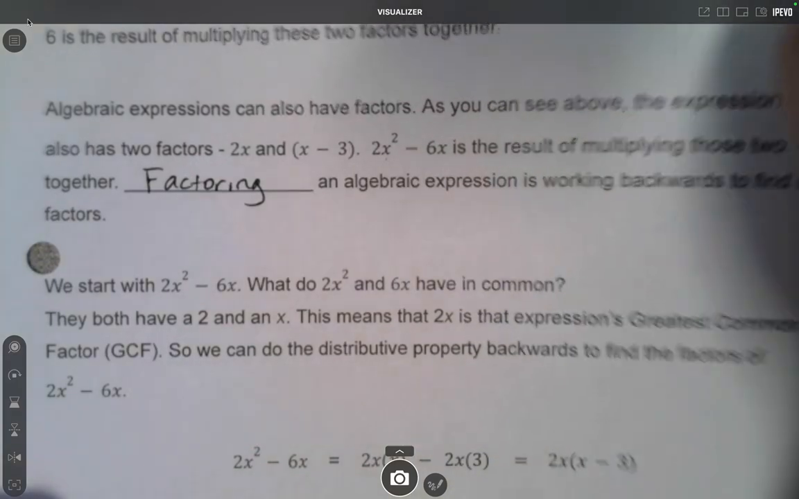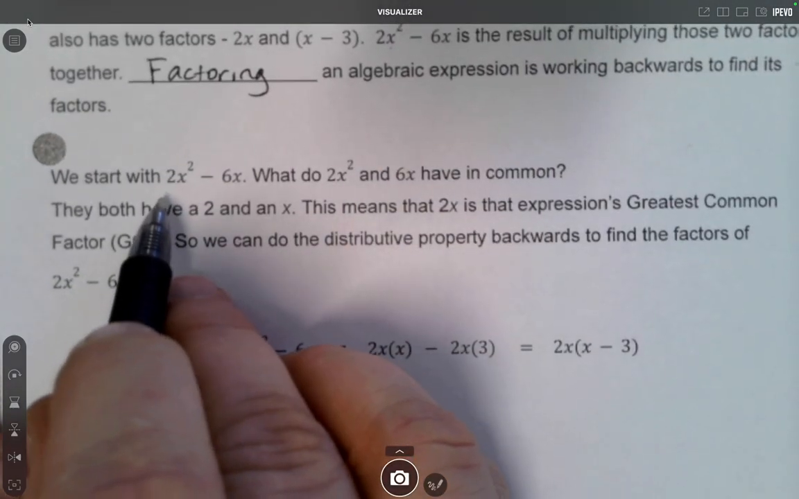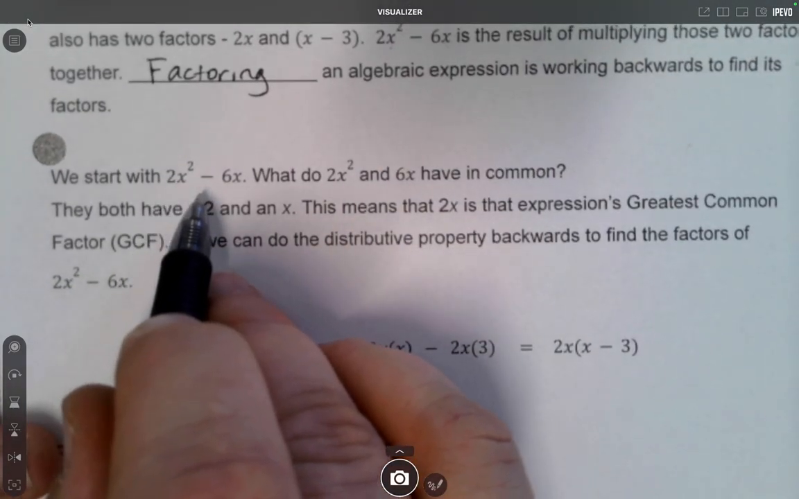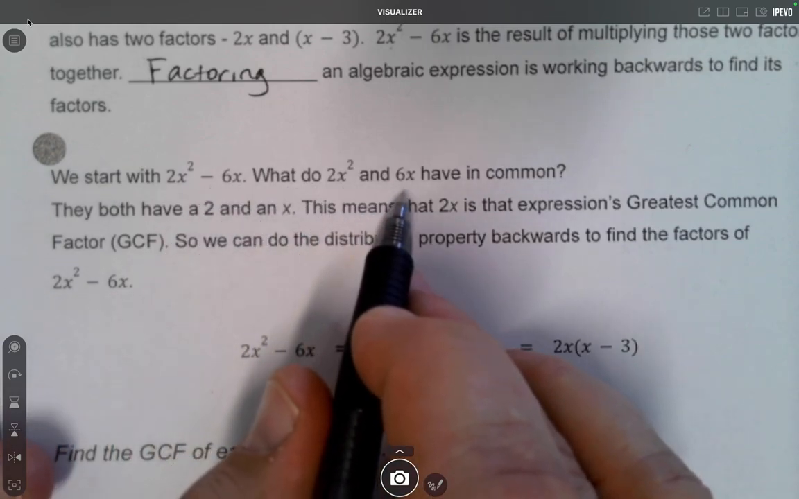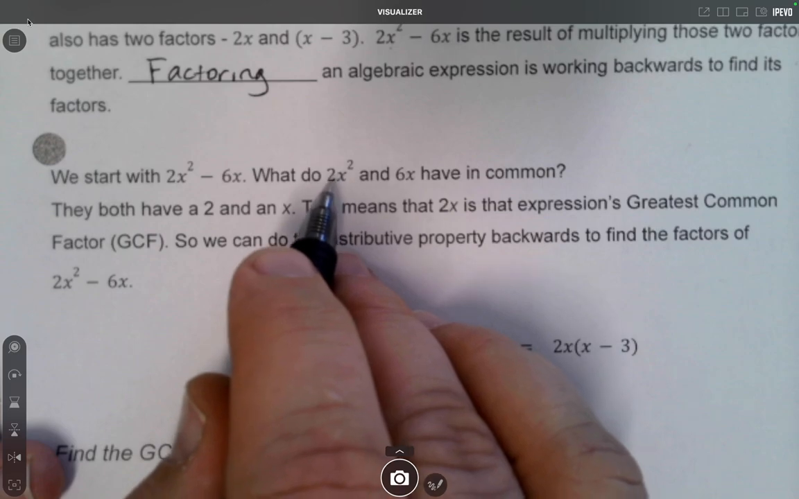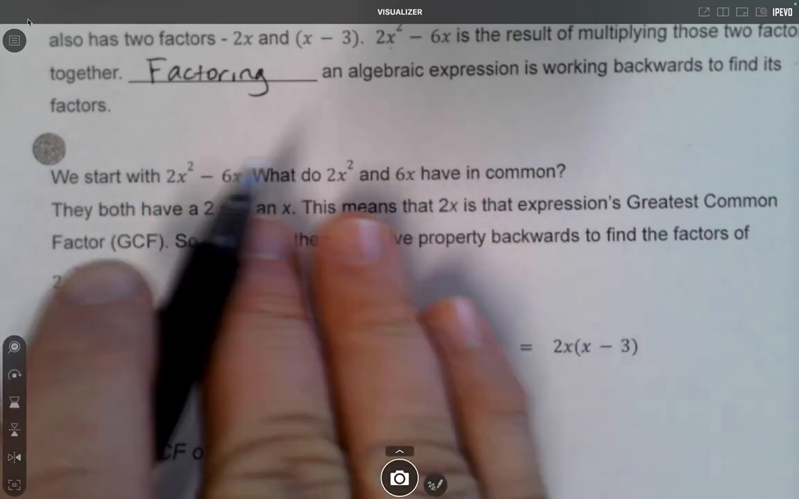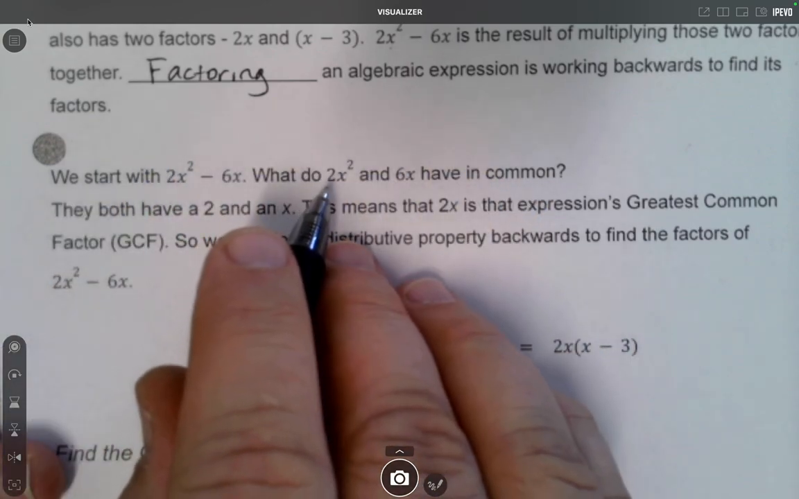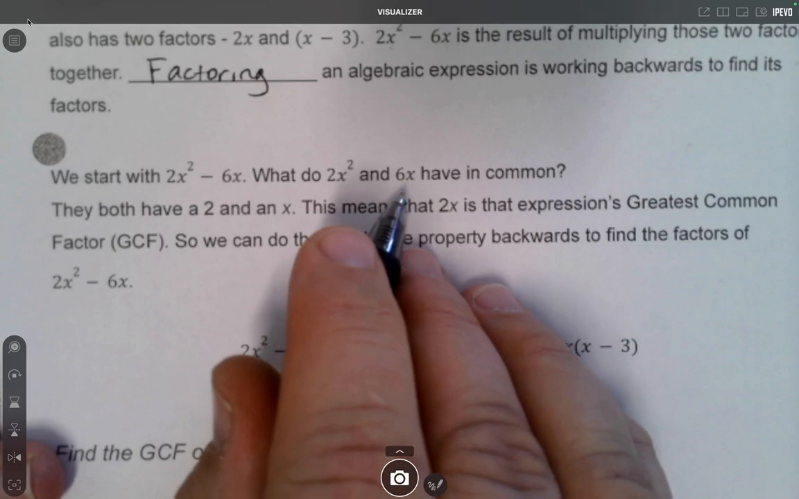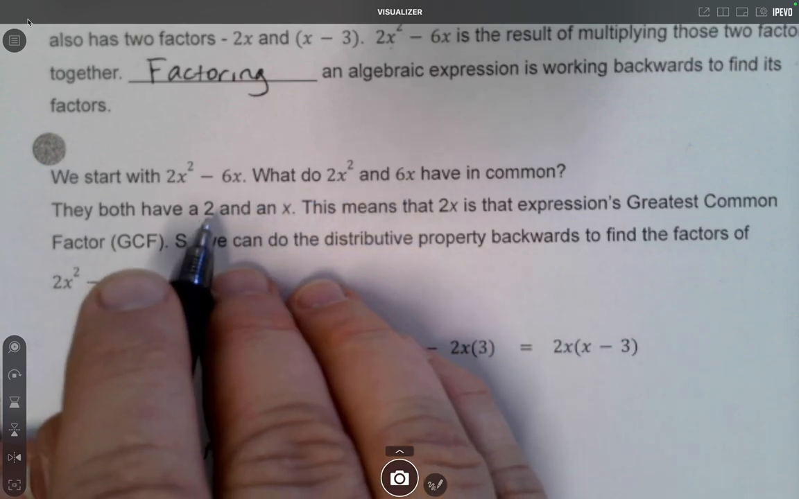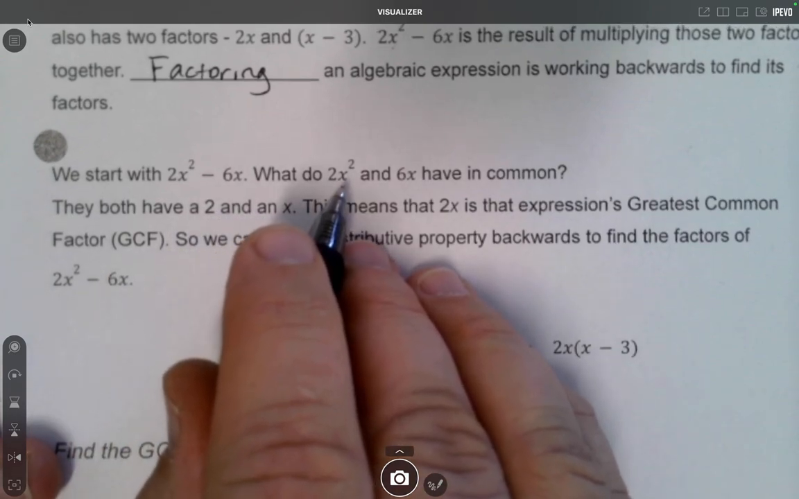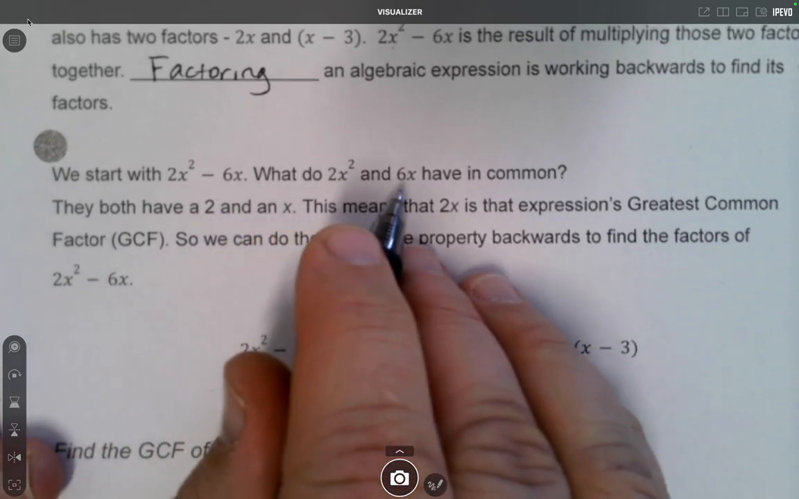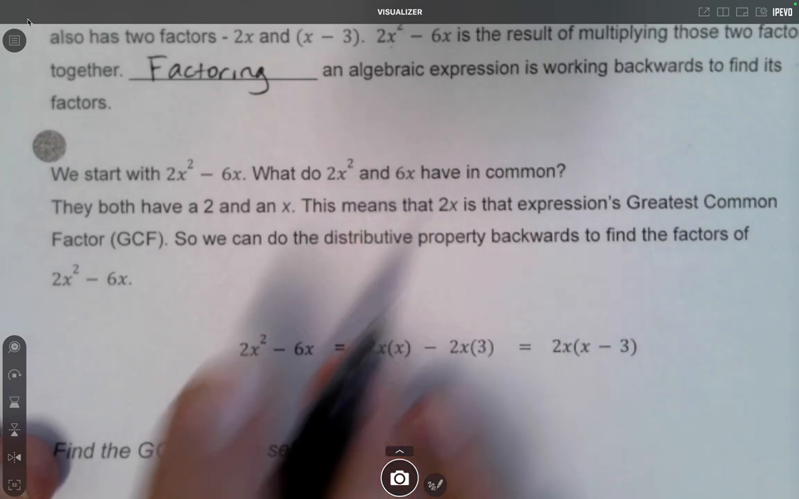So let's think about the one we did. 2x squared minus 6x. Our question is, what did 2x squared and 6x have in common? I'd encourage you to think about the numbers and the variables as two separate pieces. So 2 and 6, they're both divisible by 2. That makes 2 one of their factors. This has two x's, and by that I mean x times x. And this just has one x by itself.